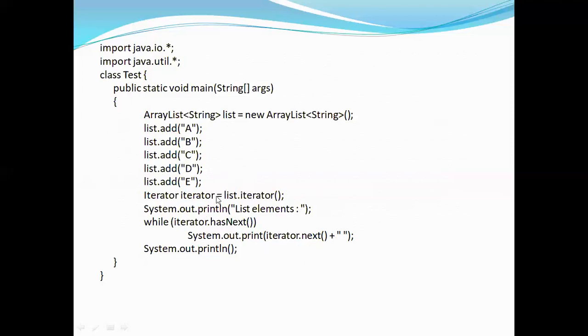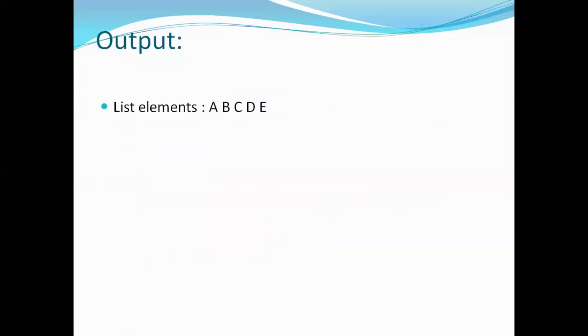Just observe the while loop: while iterator.hasNext, System.out.println iterator.next. So you just print the next element. After printing the next element, every time I'm taking the new line character. Instead of writing this separately, you can write ln here only. So this is a simple program where I'm printing A, B, C, D, E. That's it. So this is the output.